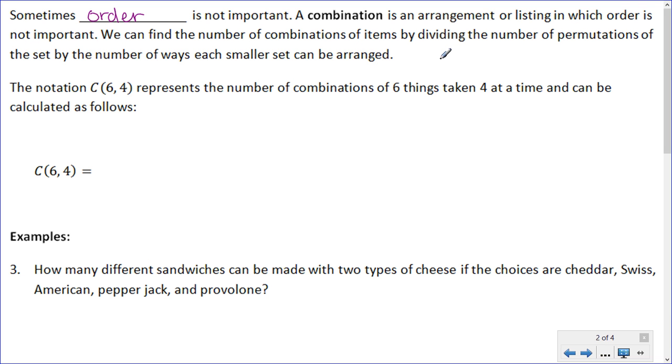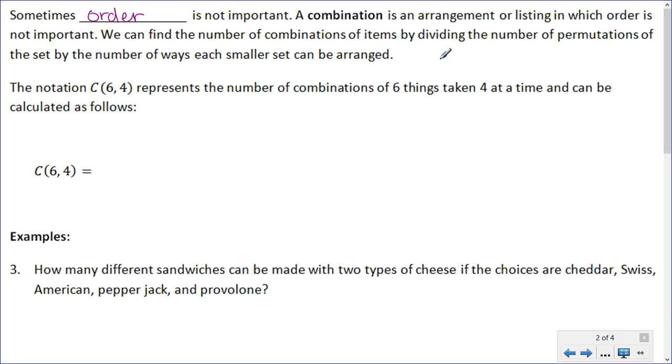So an example of a combination would be something like choosing a group for a group project. It doesn't matter what order those people are chosen in. So if you choose Sally and Susan to be in the same group, it's the same as choosing Susan and Sally to be in the same group.